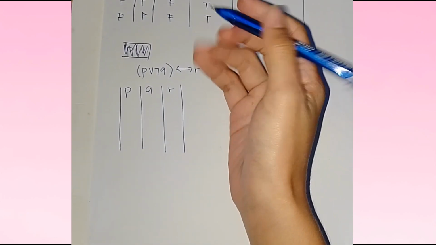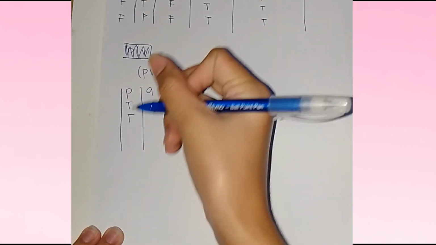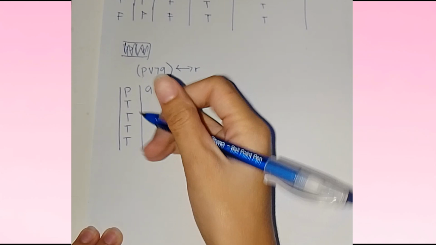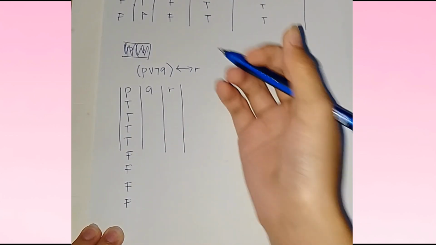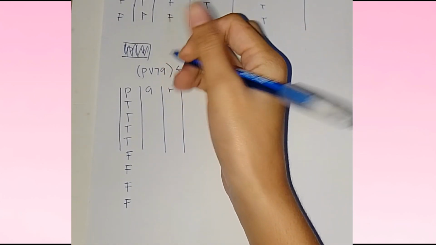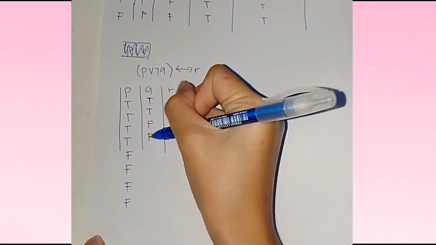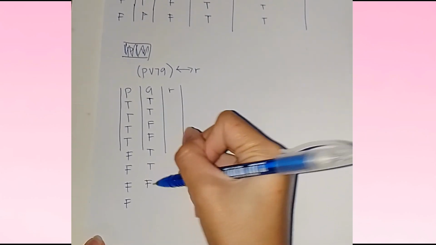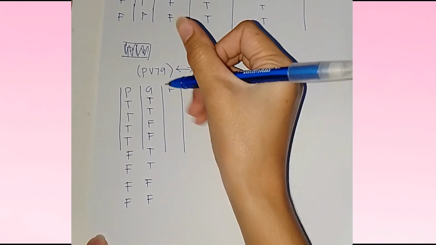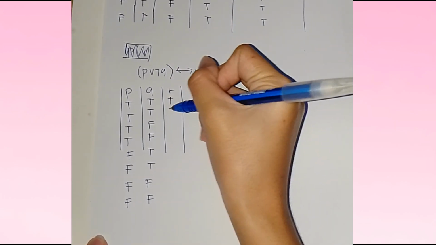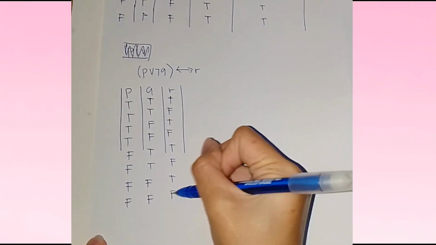So in here, we will put true, true, true, true, false, false, false, false. In the next column, which is Q, we have true, true, false, false, true, true, false, false. Then the last column, which is R, we have true, false, true, false, true, false, true, false.